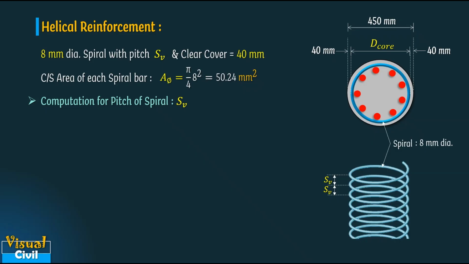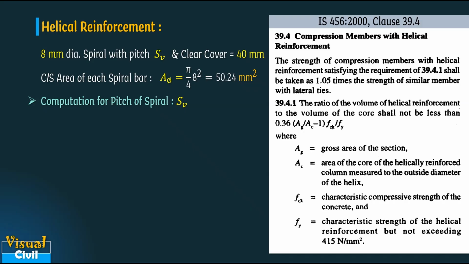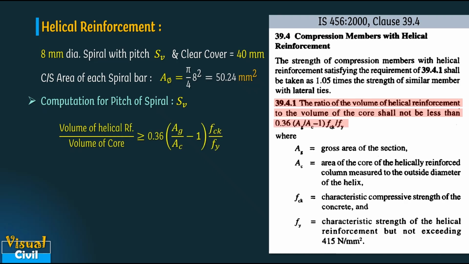This can be computed using the relationship mentioned in clause 39.4.1, which says the ratio of the volume of helical reinforcement to the volume of the core shall not be less than the given expression. Here, AG represents the gross area of the section, while AC refers to the area of the core of the helically reinforced column measured to the outside diameter of the helix. So, let us work step by step to compute all the parameters required in this expression.